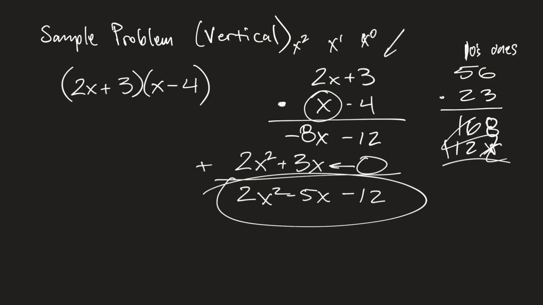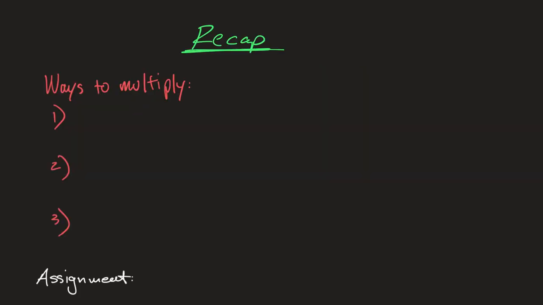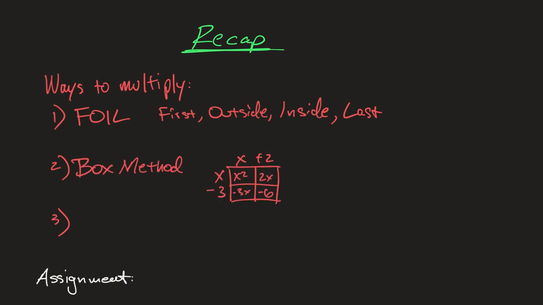They all work. So I recap. There's different ways to multiply a binomial times a binomial. All it really is, is organizing your thoughts and your process in different ways. First way is FOIL. Remember FOIL: first, outside, inside, last. Okay, remember how to do that? Next method would be the box method.